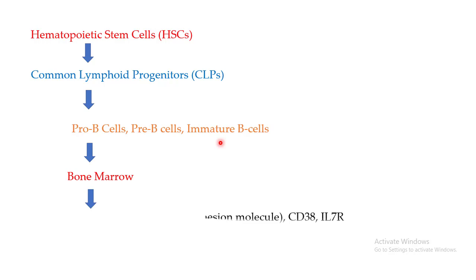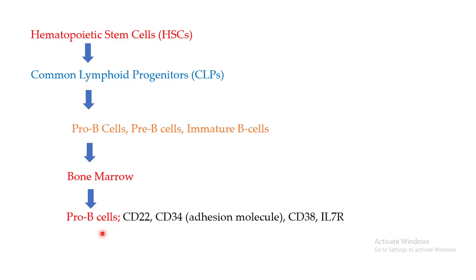So when you talk about these pro B cells, pre B cells or immature B cells, say for example, if you are interested in studying only the pro B cells, what particular markers are you going to use to get the pro B cells and not the pre B cells or the immature B cells? So to differentiate between the pro B cells, the pre B cells, the immature B cells, or any other developmental stage of the B cells, you are going to use certain markers.